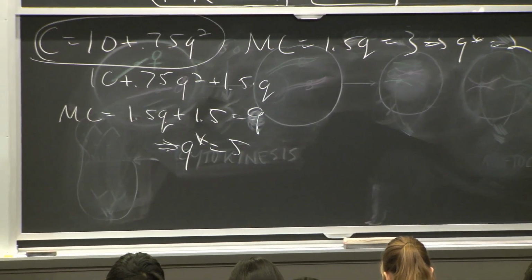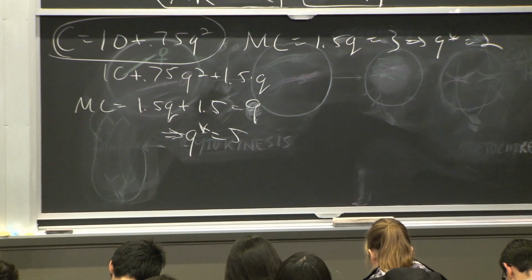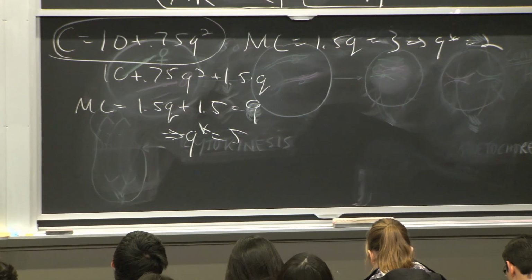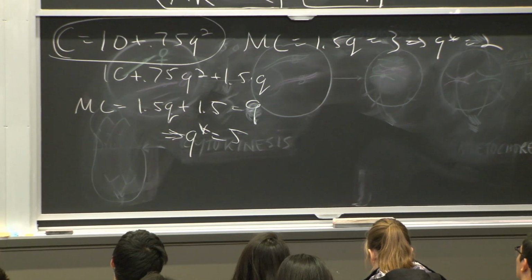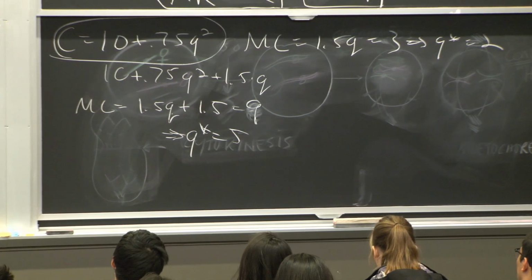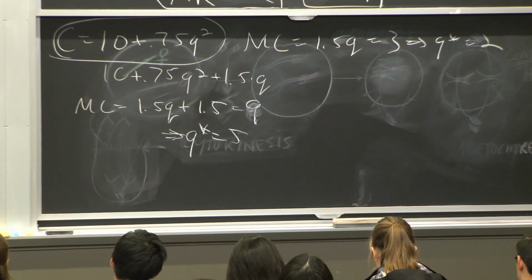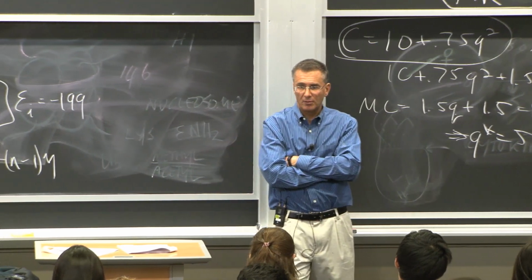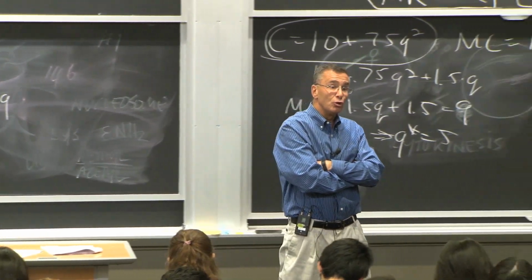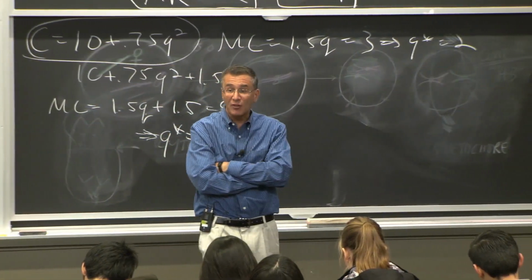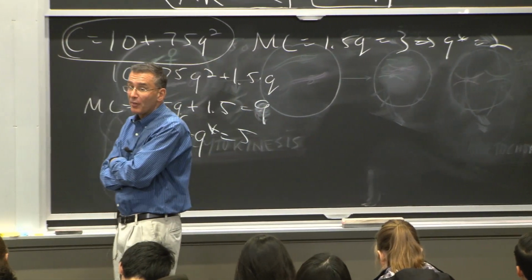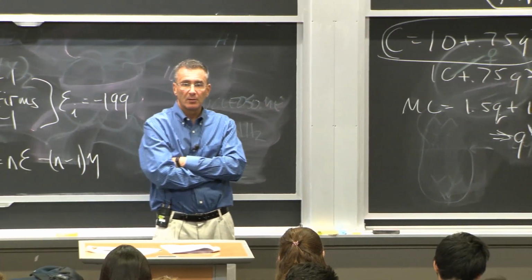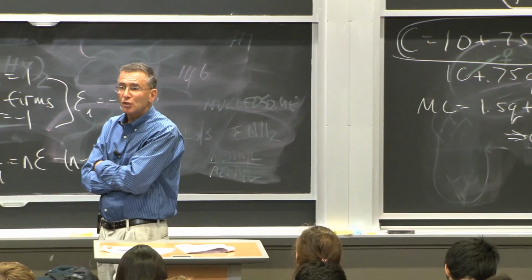Okay. If you produce 2 units, what are your total revenues? What are your total costs? Your total costs are 13, right? 10 plus 0.75 times 2 squared is 13. So you're losing money. You're losing money because you're going to make 6 and it's going to cost you 13. So should you shut down the business? Yes or no, and tell me why.